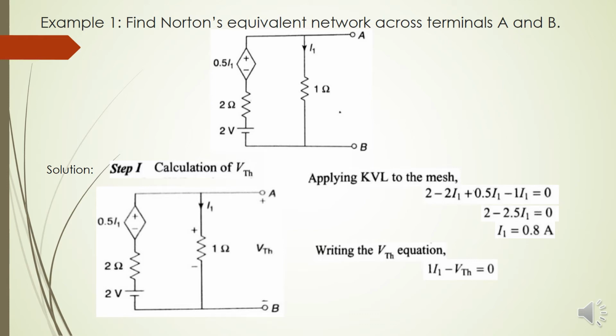in the outer path, that is 1 I1 minus VTH from point A to point B. Replace the value of I1 and you will get the value of VTH.